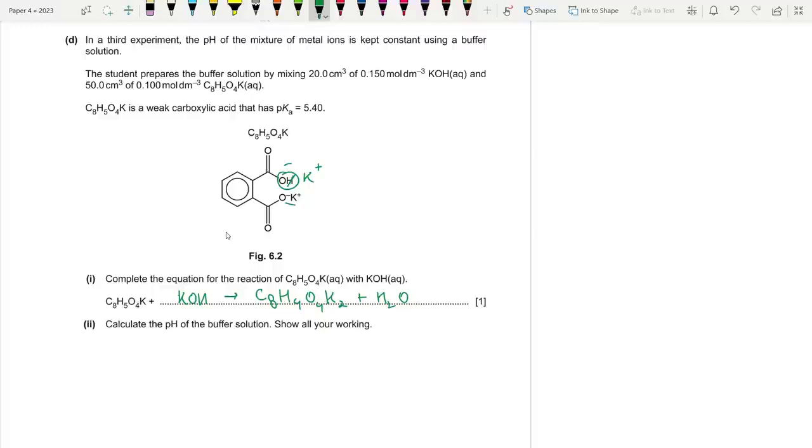Calculate the pH of the buffer solution and show all your working. Okay, so we have the formula over here, we have the reaction over here. So you guys know what's going to happen.